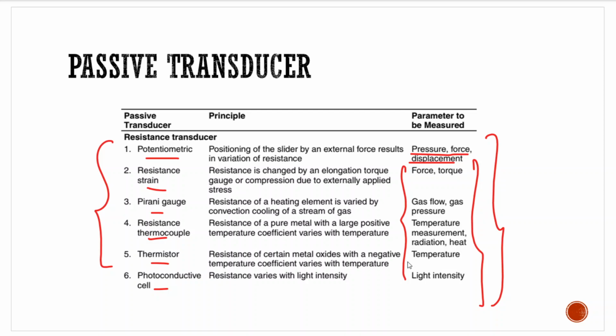So that principle can be used to measure gas flow or gas pressure of a steam. Then there is a resistance thermocouple. Again, the resistance of a pure metal will increase if it has a positive temperature coefficient, and resistance will decrease if it has a negative temperature coefficient. And accordingly, we can measure the temperature, the radiation, heat, these different types of quantities.